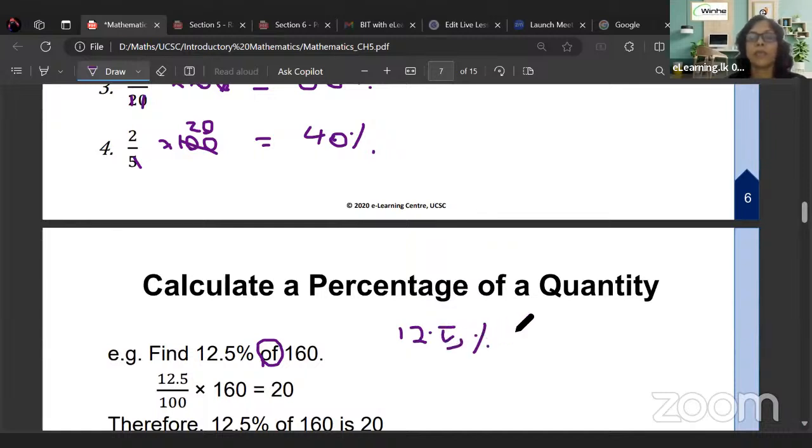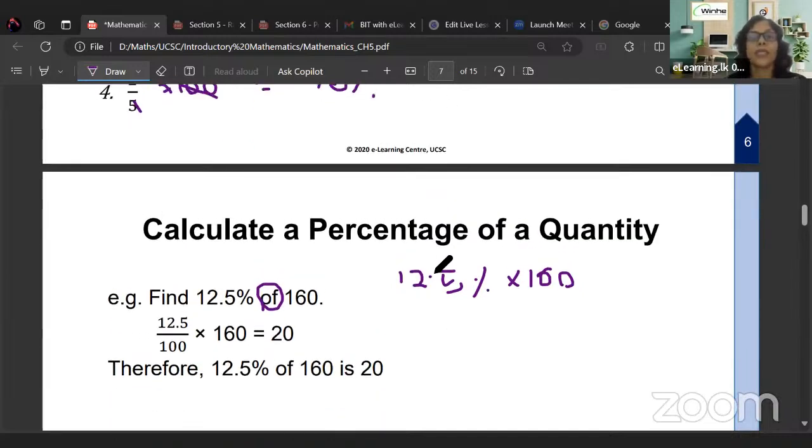percent should multiply by 160. Instead of 12.5, what can you write? 12.5 divided by 100, which is representing it here, and multiply it by 160.